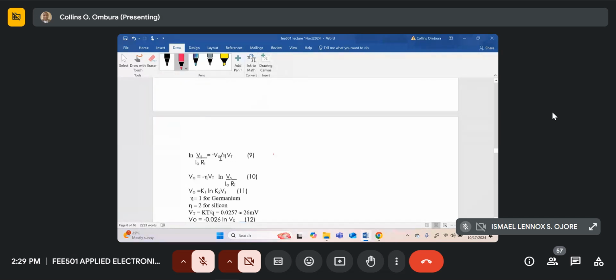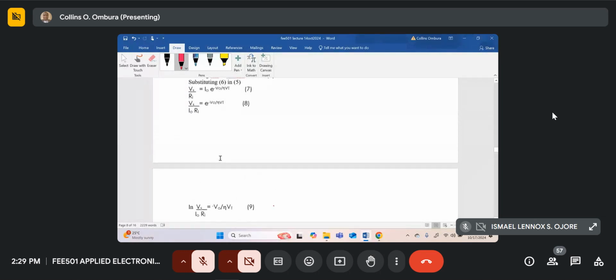And the minus sign does not appear very clear in here.